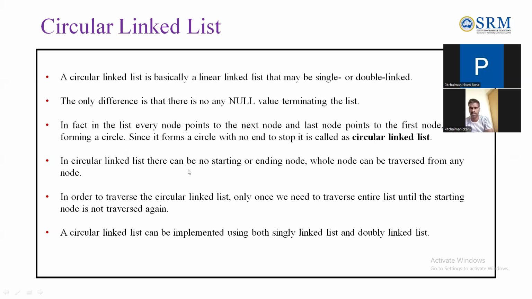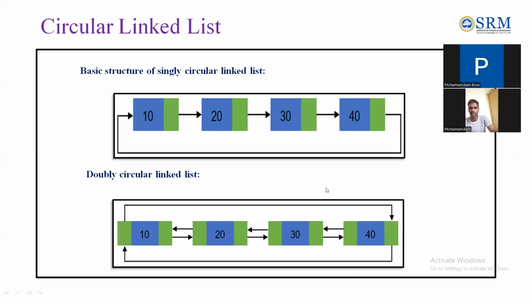In a circular linked list there is no starting and ending node. But to traverse the circular linked list, we need to traverse the entire list only once, until we reach the start again. There are two different types here: one is a singly linked list, another one is a doubly linked list. For example, this is the representation of the singly circular linked list and doubly circular linked list.